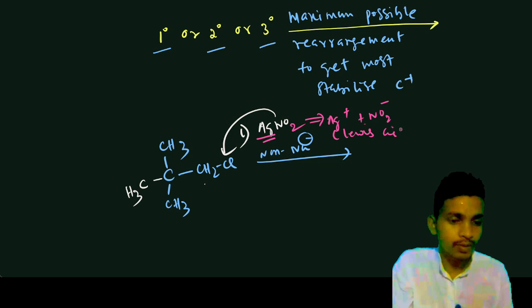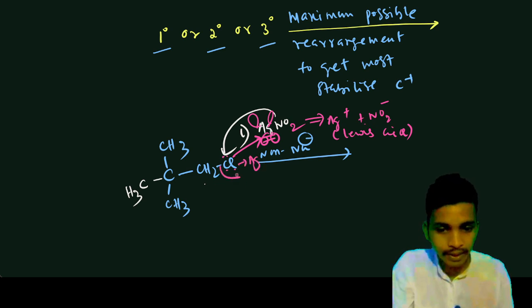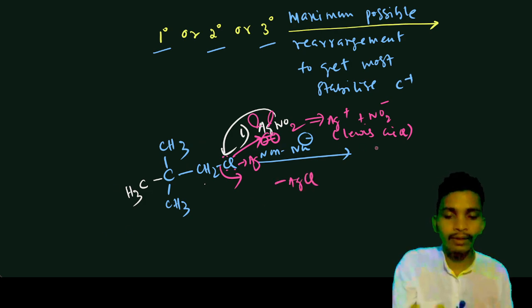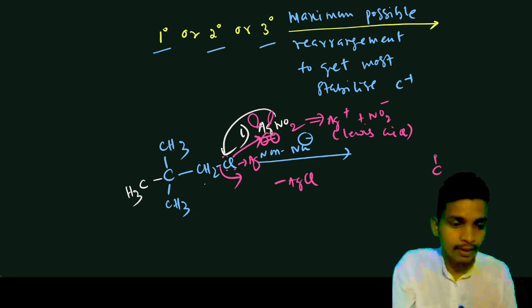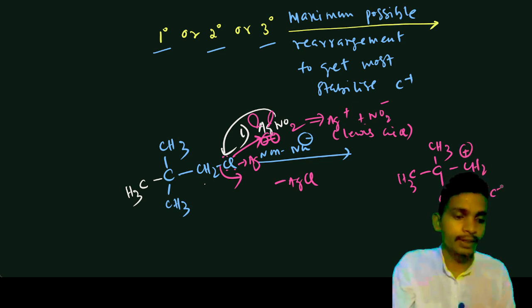So this Lewis acid will take the lone pair here, so this donates electrons to the vacant p orbital of this Ag. Okay, and then Ag will take this, and we will get AgCl. Okay, so like that, what will form is CH3 and CH3, and here a CH2 positive charge will form. So this is the 1 degree carbocation.